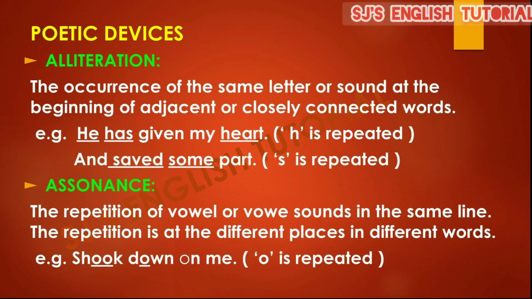S is repeated here. And the second poetic device is assonance. The repetition of vowel or vowel sounds in the same line. The repetition is at different places in different words. Example, shook down on me, O is repeated.